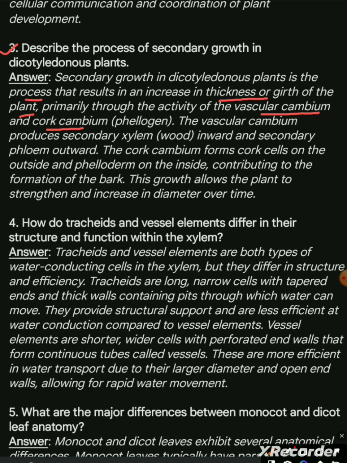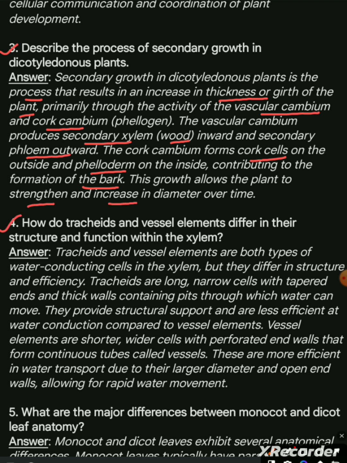The vascular cambium produces secondary xylem, called wood, inward and secondary phloem outward. The cork cambium forms cork cells on the outside and phelloderm on the inside, contributing to the formation of the bark. This growth allows the plant to strengthen and increase in diameter over time.